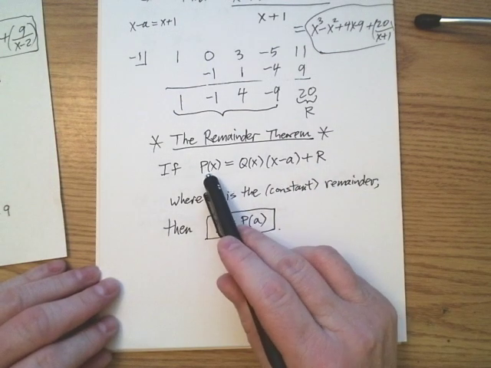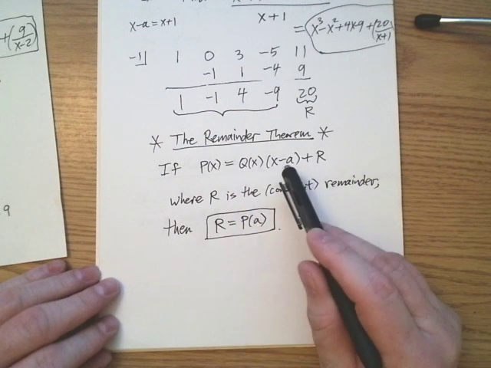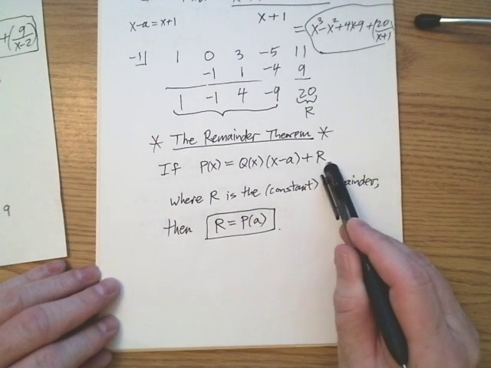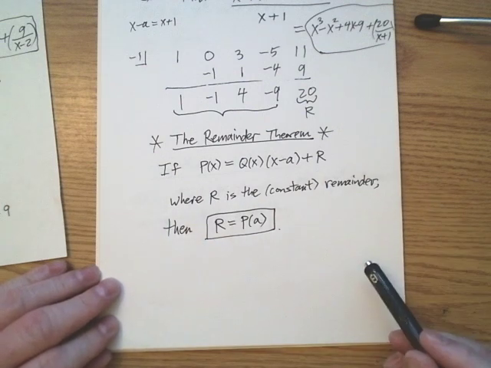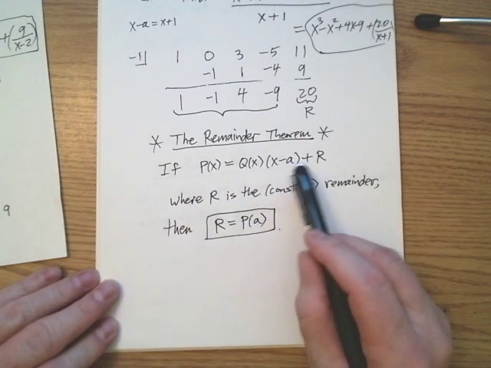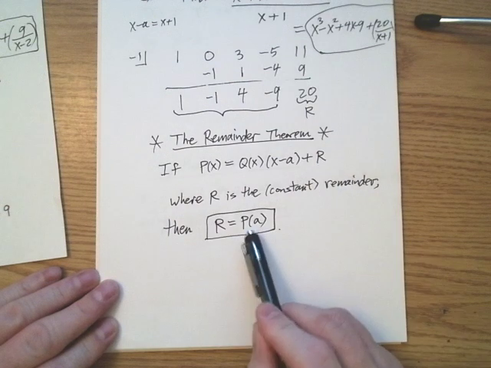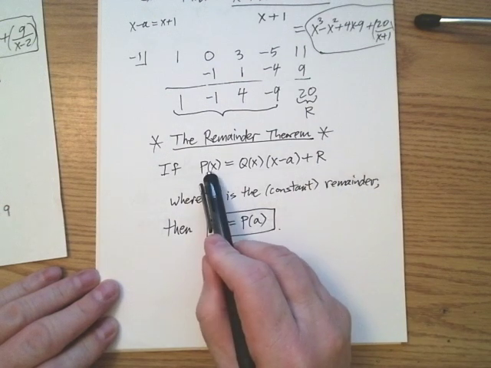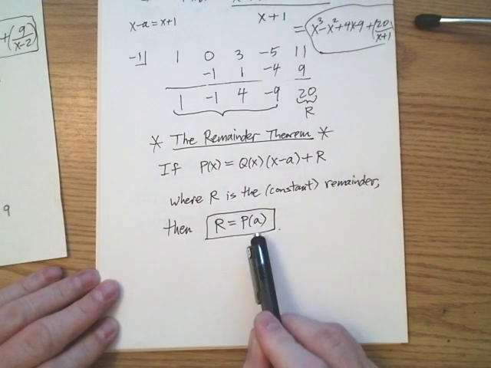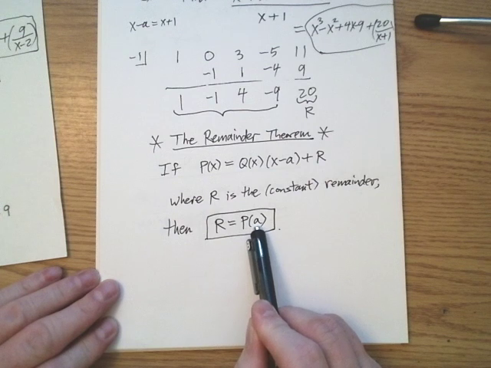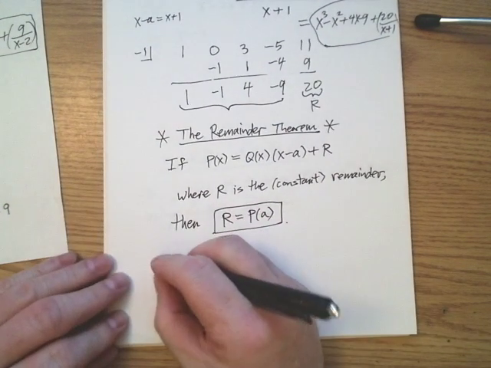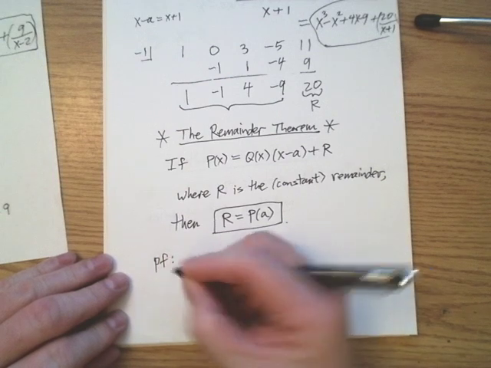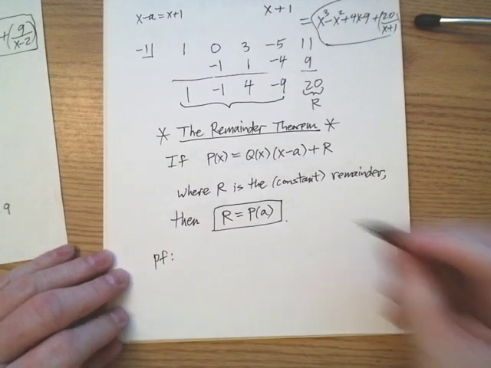So if I have p of x equals the quotient q of x times x minus a plus the remainder being a constant there, then what I claim the remainder theorem says is that the remainder, r, is actually the polynomial that you started with, the dividend polynomial, evaluated at the value a. Okay? And we'll show you here, the proof is very easy. Let's show you a quick proof here.